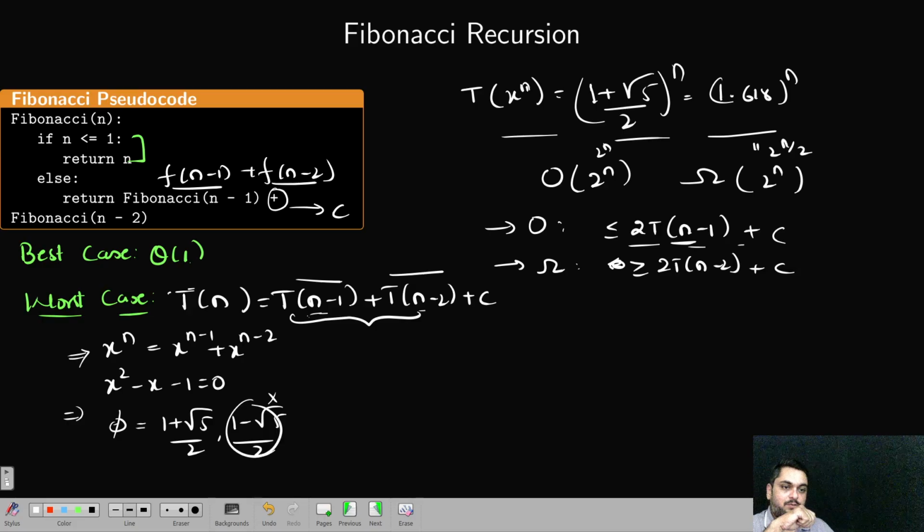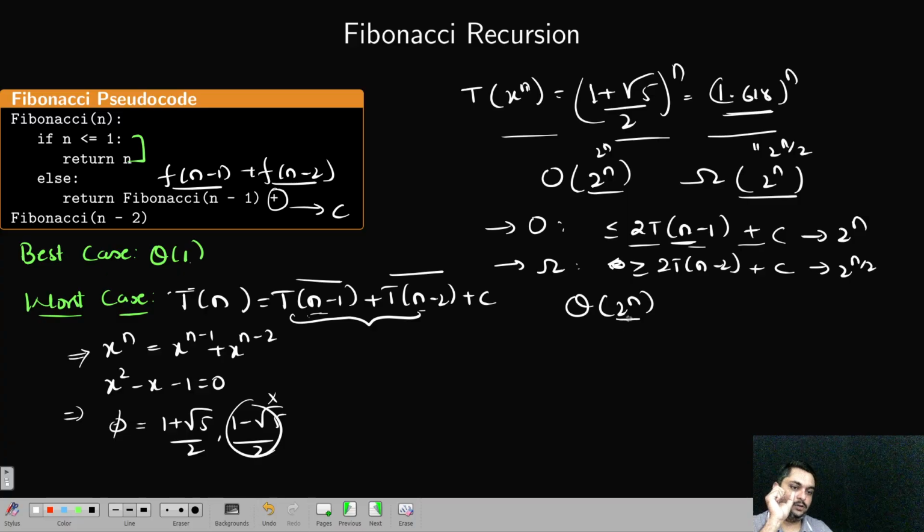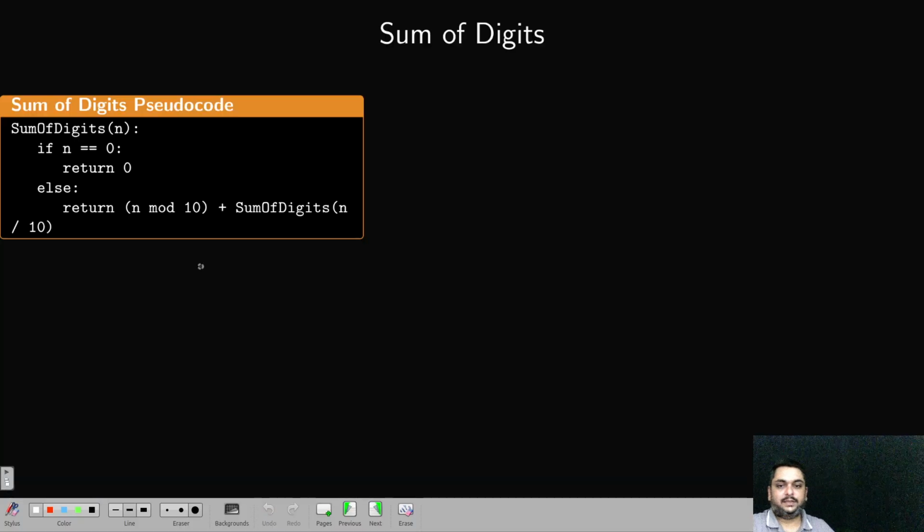If I solve this using our substitution method, I will get 2^n for the upper bound and 2^(n/2) for the lower bound. Ignoring the constant, it is both 2^n. You can solve it and check. So finally I can write theta of 2^n. The correct value is 1.618^n, which is very strict. Here it is loose, but still I can bound the growth rate like this.